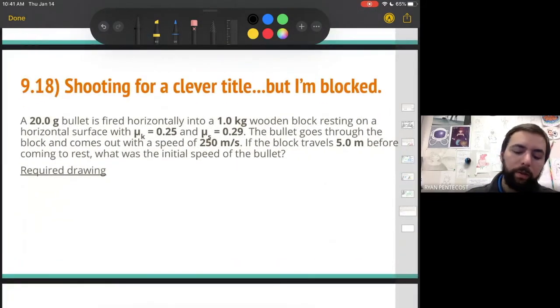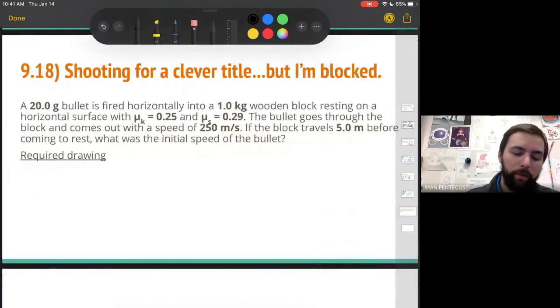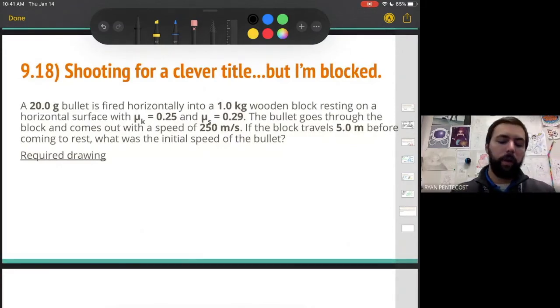Okay, this is our last one. We are shooting for clever title, but I'm blocked. So we've got a 20-gram bullet fired horizontally into a 1 kilogram block of wood, resting on a horizontal surface with a kinetic coefficient of friction of 0.25 and a static coefficient of friction of 0.29. The bullet goes through the block and comes out with a speed of 250. We've never done that before. So the bullet goes through the block and continues going. And then the block travels 5 meters before coming to rest. So what is the initial speed of the bullet?